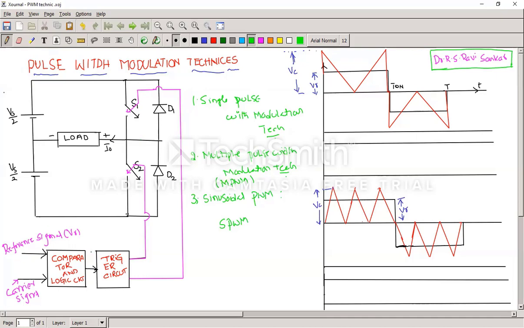Here, reference signal is there. In the same manner, carrier signal is there. The reference signal is nothing but a rectangular wave. This is rectangle. Carrier signal is nothing but a triangular waveform. This is the carrier signal. This is the reference signal.